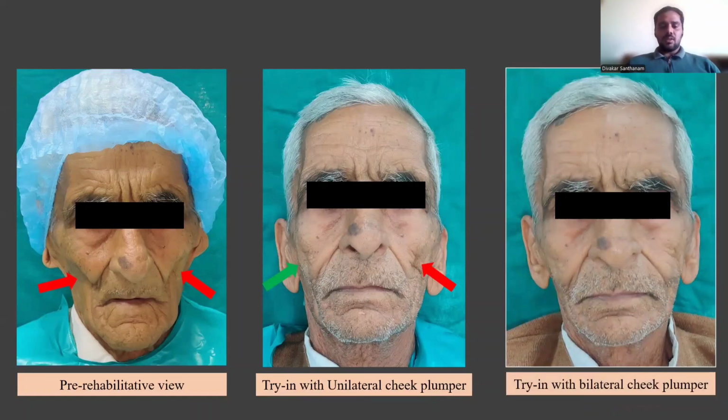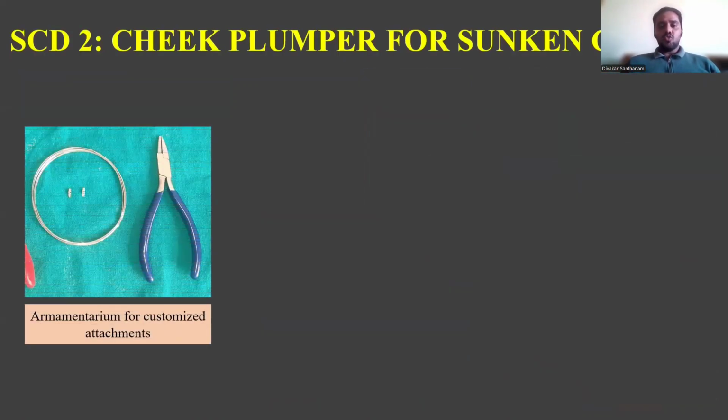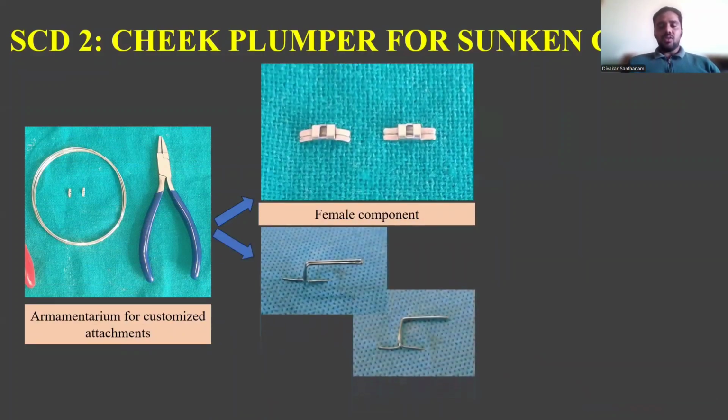So the aesthetics have completely changed with the patient, as we see in the third picture. For attaching these two separately cured parts, the complete denture and the cheek plumper, we made customized attachments. For that, we used a female component, a lingual button used for orthodontic purposes, and orthodontic wires, which we bent as a male component.